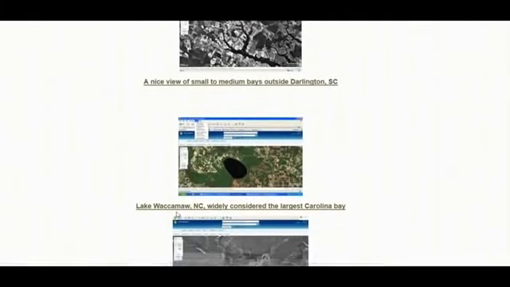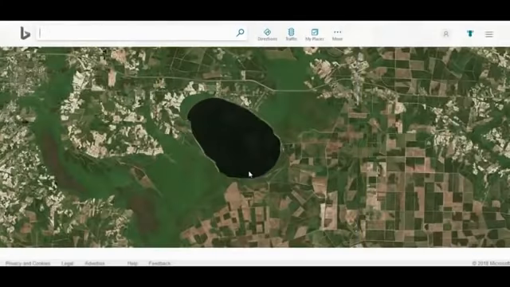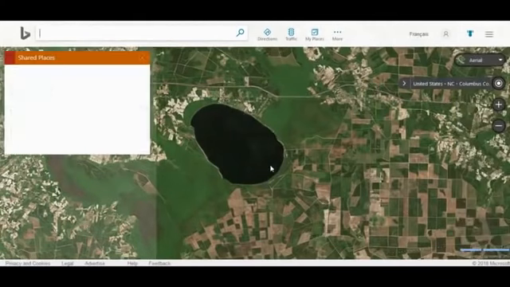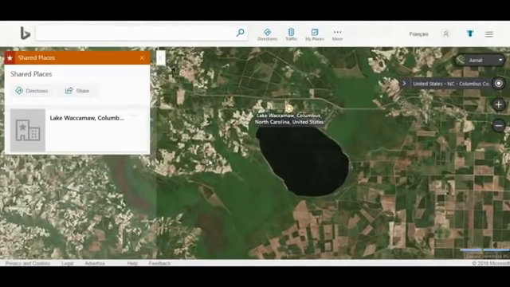Some are considered lakes. The largest Carolina Bay, or at least it's considered the largest, is Lake Waccamaw in North Carolina. And this bay is 7 miles long. So some of them can be pretty sizable. So I think that is it for that.